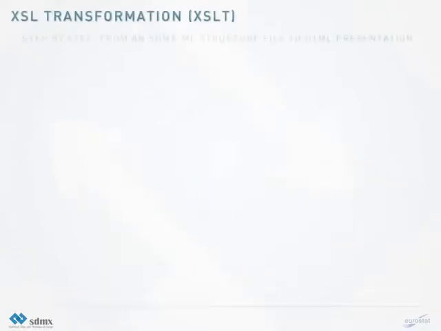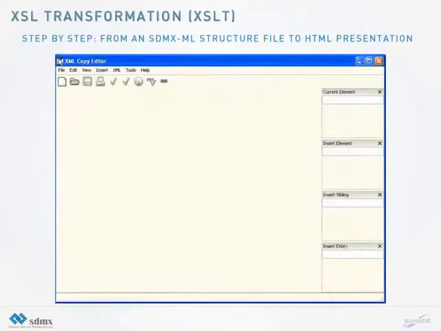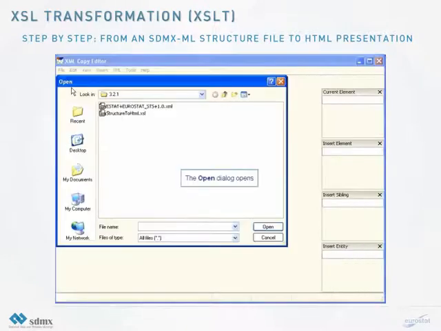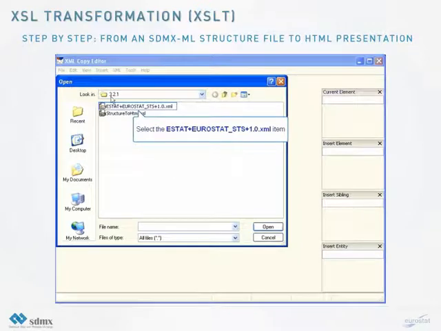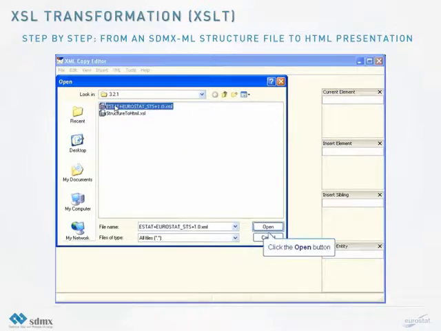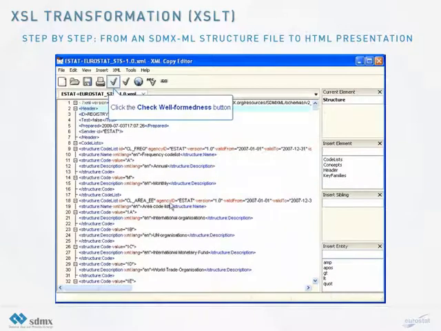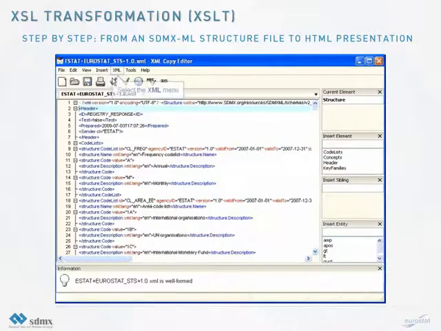In this exercise, we are going to explain how to transform an SDMX-ML structure file to an HTML presentation using an XSLT file. The first step is to open one structure XML file. Go to the File menu and then click Open and select the structure XML we are going to work with. We have our structure file loaded, and we have to select the transform action for this file using the XSL file to make this action.